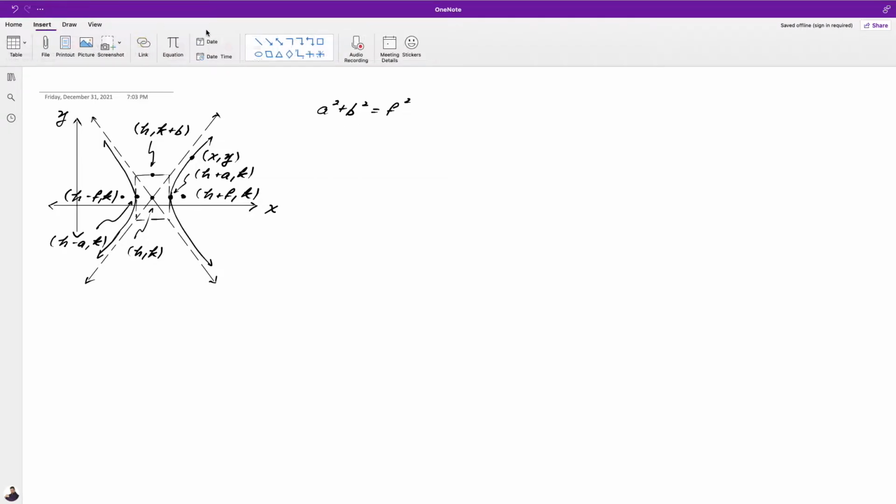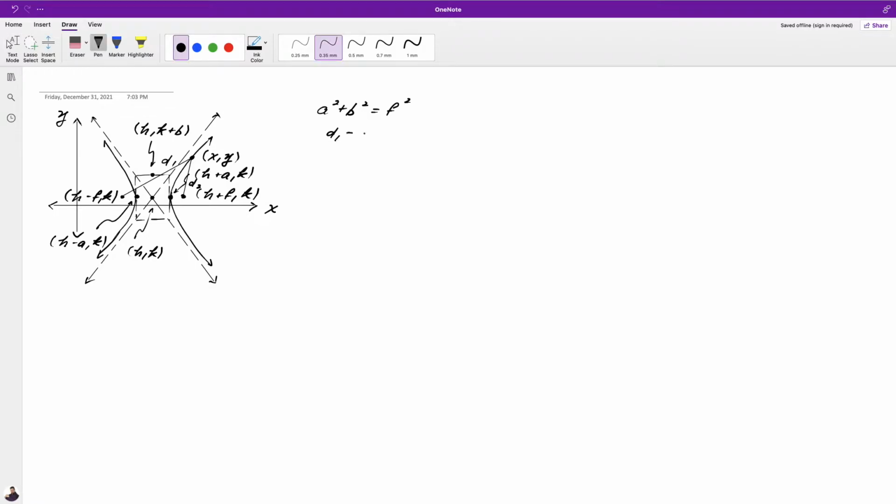And then the definition of a hyperbola is very similar to that of an ellipse. It is the difference of these two distances to any point in that locus is going to be a constant. So d1 minus d2 will be a constant. We'll call it c.